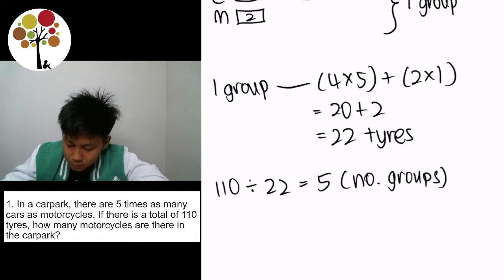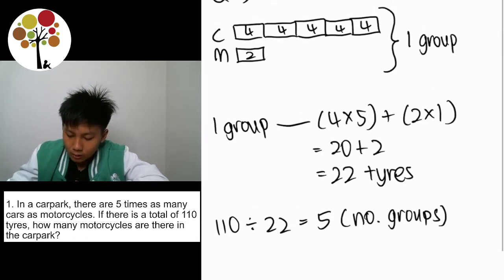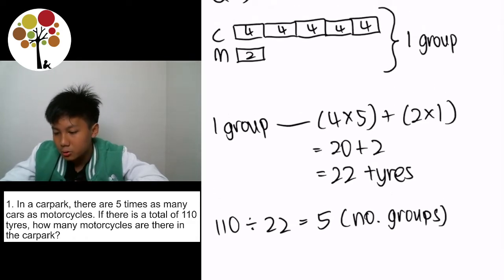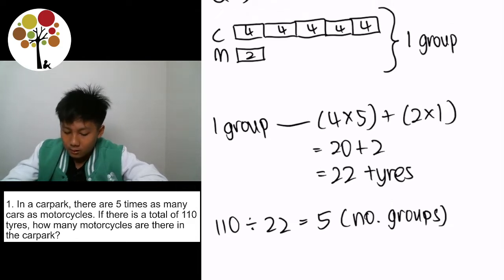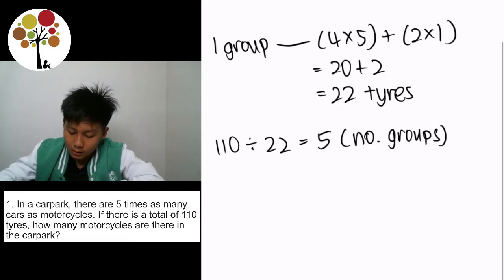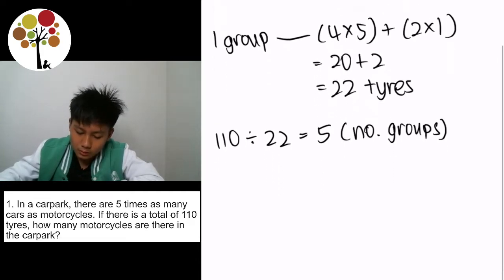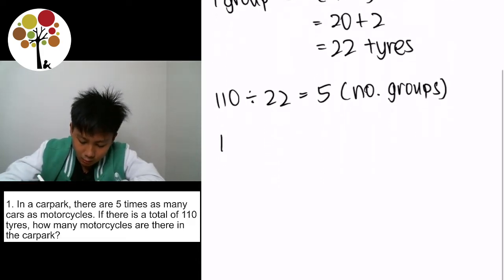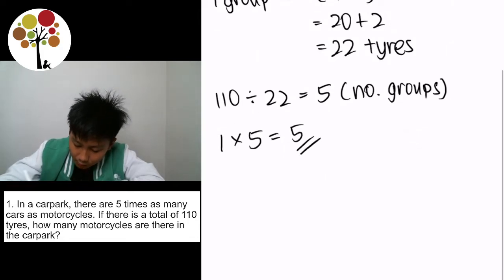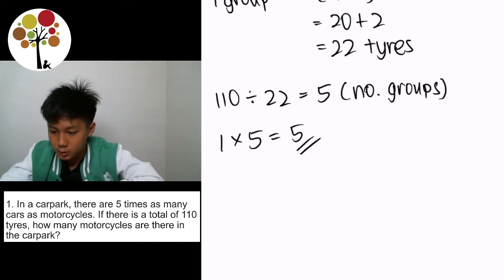So number of groups. Okay, so now the question is, how many motorcycles are there in the car park? And since you know there is only one motorcycle in one group, and you know that there are 5 groups, so the number of motorcycles is basically just 1 times 5, which is 5. So that is the number of motorcycles and the answer for the first question.